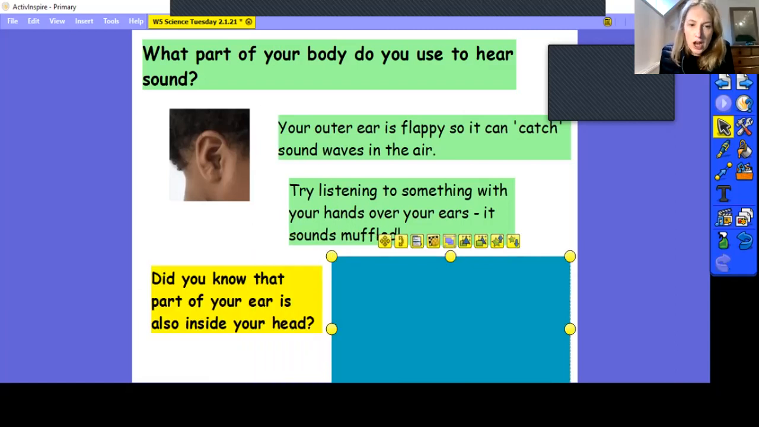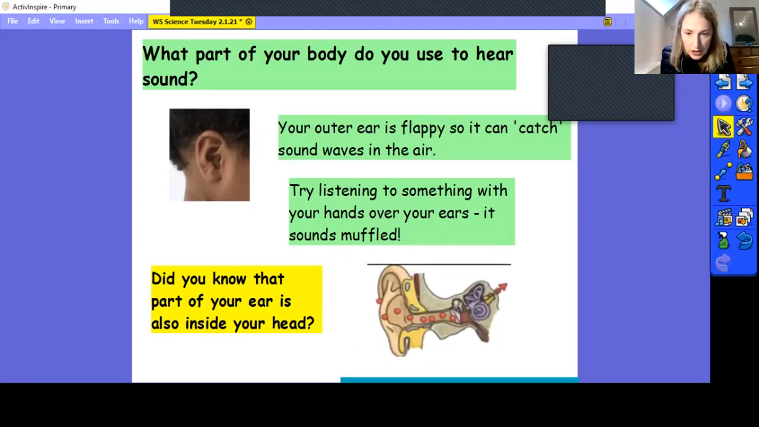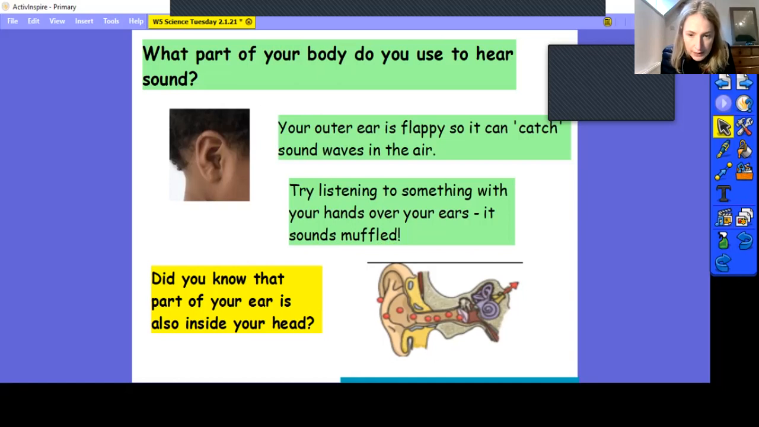But did you know that part of your ear is also inside your head? So this part here is only part of your ear. So here I've got a picture of an ear. I'm not going to talk much about this today, but I just want to show you that actually there is a bit more to it. So this is the outer part of the ear, the bit that you can see. And this bit here is called the ear canal. It's like a little tunnel into your head. And that's the bit that sometimes you might have wax coming out of.